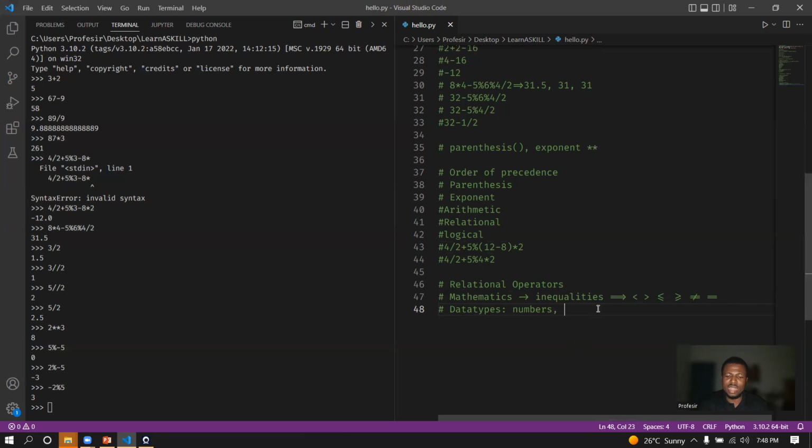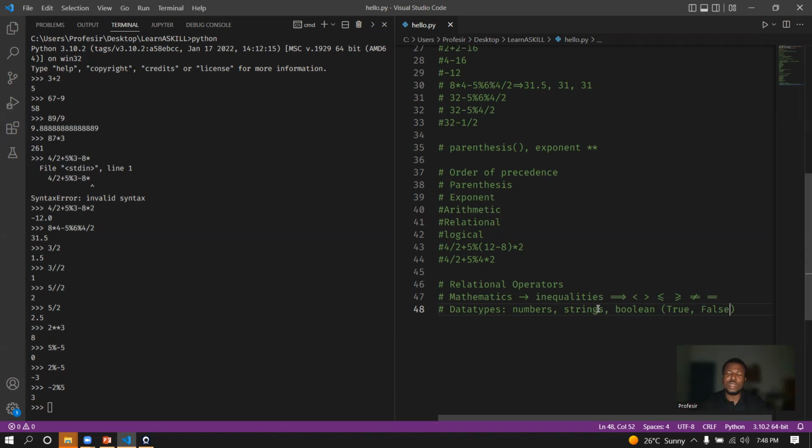We have the numbers, we have the strings, right? We also have the set of data types called Boolean. Boolean represents true or false. So anytime something will result to true or false, we call it a Boolean type. So Boolean types are true or false values.